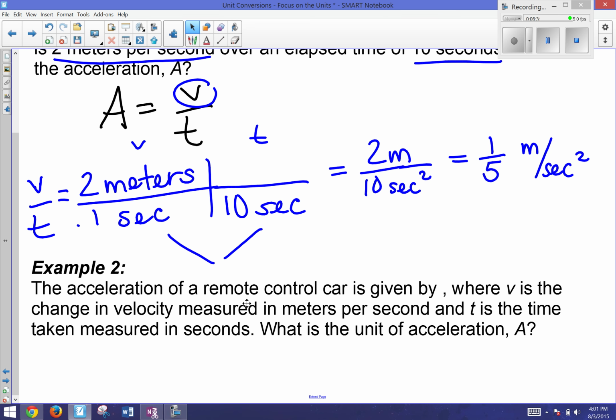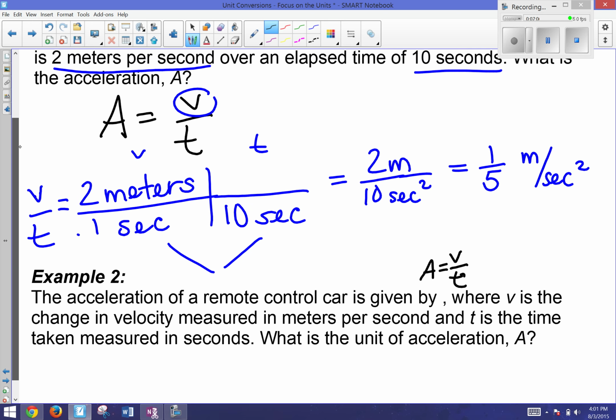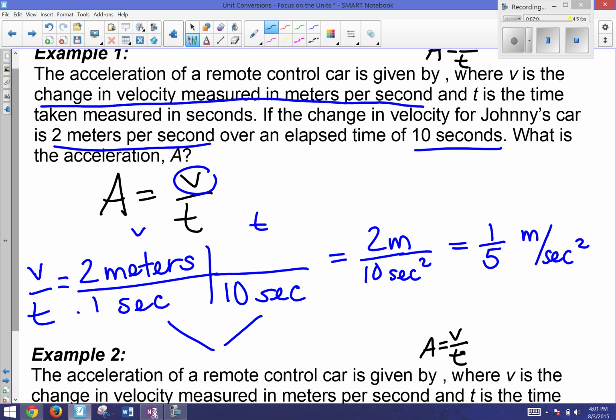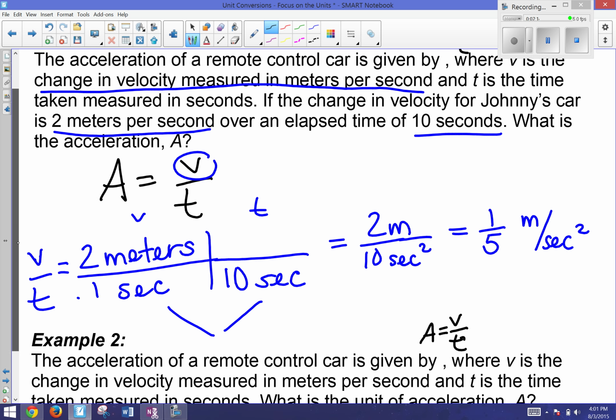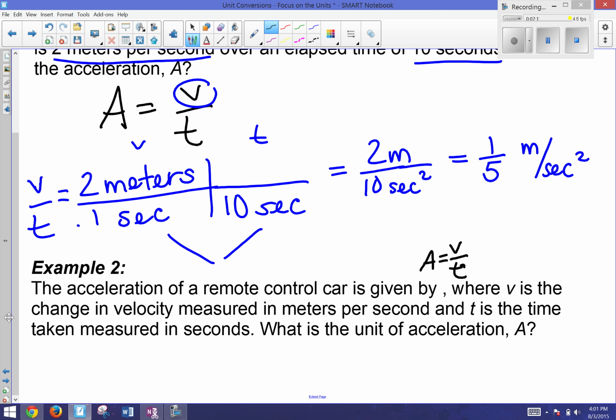Let's read it. The acceleration of a remote control car is given by, again, A, acceleration equals velocity over time, V over T, where V is the change in velocity measured in meters per second, and T is the time taken measured in seconds. What is the unit of acceleration? So notice the difference from example 1's question. We were actually asked for the acceleration, so we had the numbers to do the math to actually give us a value. But here the numbers are gone and the focus is on the units.